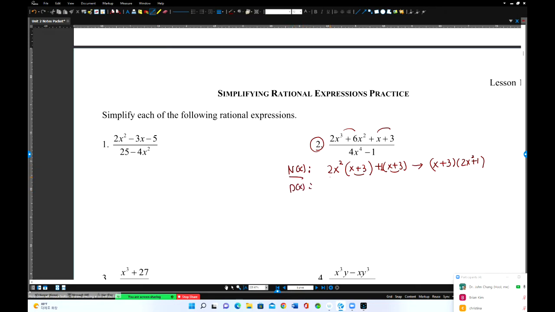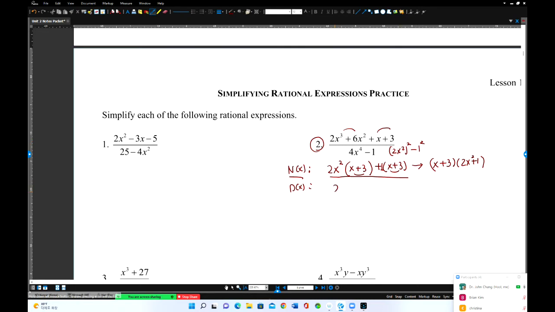Now the denominator, 4x squared minus 1. What is that? Difference of squares. A difference of squares factors into conjugate pairs. That's right, conjugate pairs. This one looks like 2x squared and 1 squared, so it is a difference of squares. Yes, it's a conjugate pair.